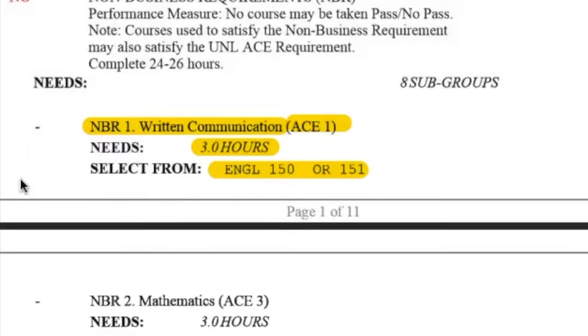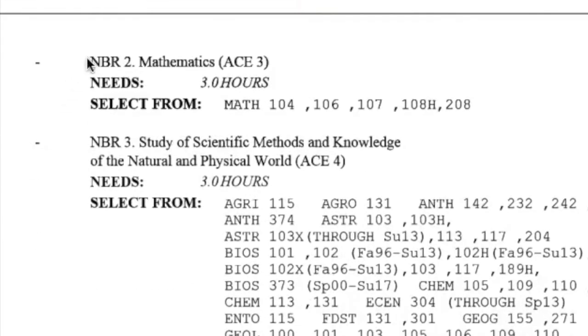The second ACE requirement that you would need to complete is the mathematics requirement, which is also known as your ACE 3 requirement. Here you can see that again you need 3 credit hours to complete this requirement. Typically, students in the College of Business will take Math 104 or Math 106.